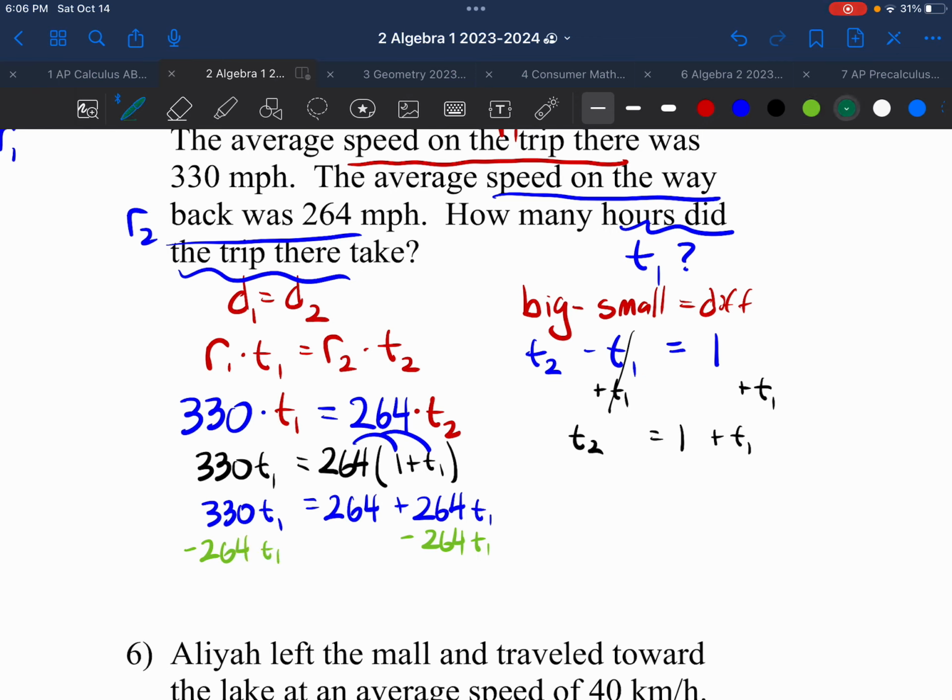When I do that, this is what happens. These cancel out, and I'm left with 264 on the right, and on the left side, what is that going to be? 66, it looks like, 66 t1. Let me just double check my math. If I do 36, that goes up to 300, and another 30 gets up to 330, so that's 30 plus 36, which is 66.